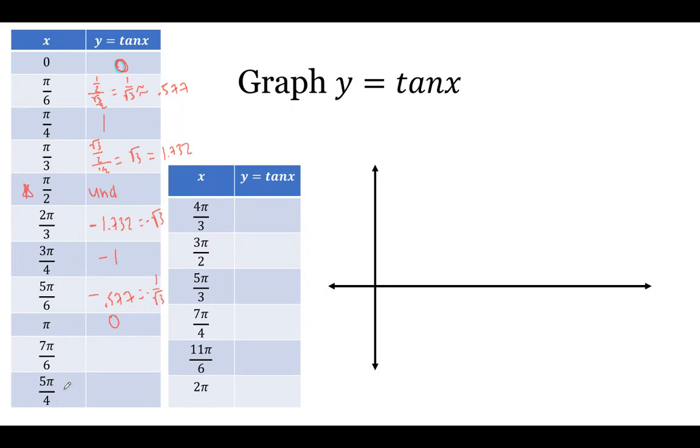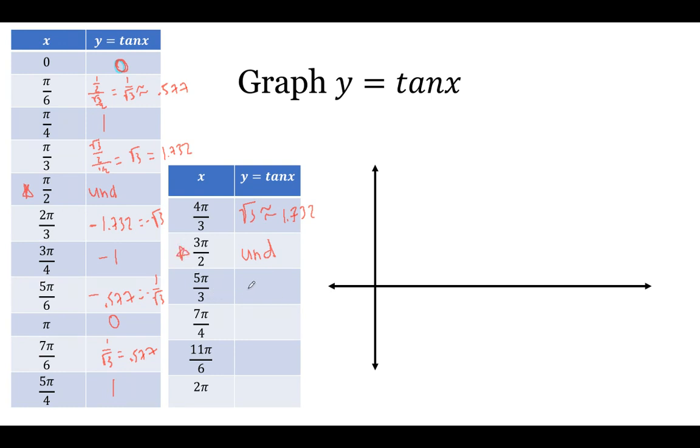At 7 pi over 6, now we're in quadrant 3. This is where its tangent gets positive. At 7 pi over 6, we're going to have 1 over root 3, which is about 0.577. I'm thinking reference angles. That's why for 7 pi over 6, I'm linking it back to pi over 6, and just thinking about it, is it positive or negative? 5 pi over 4 is going to be positive 1. 4 pi over 3, link it back to pi over 3, and it's going to be positive. So you're going to have root 3, which is about 1.732. 3 pi over 2, it's undefined again. So you have two places it's undefined.